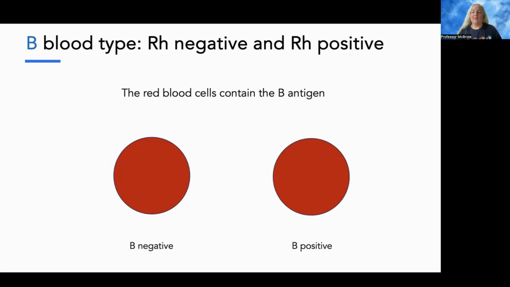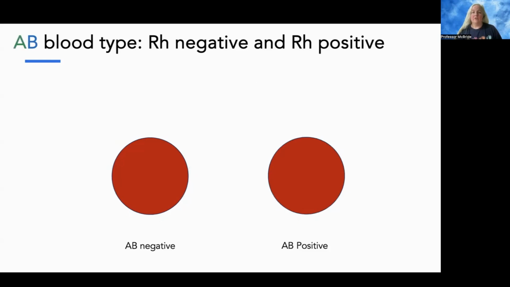For the B blood type, we have B antigens on the red blood cell. If they do not have the Rh factor, then they are B negative. And if they do have the Rh factor, they are B positive. For AB blood type, we have A antigens and B antigens on the red blood cell. If they have the A antigens and the B antigens and they do not have the RhD protein, they are AB negative. If they have the A antigen, the B antigen, and the Rh factor, they are AB positive.